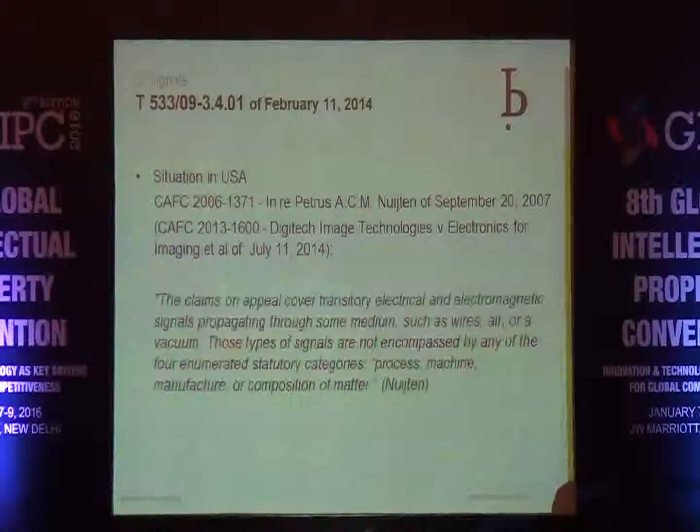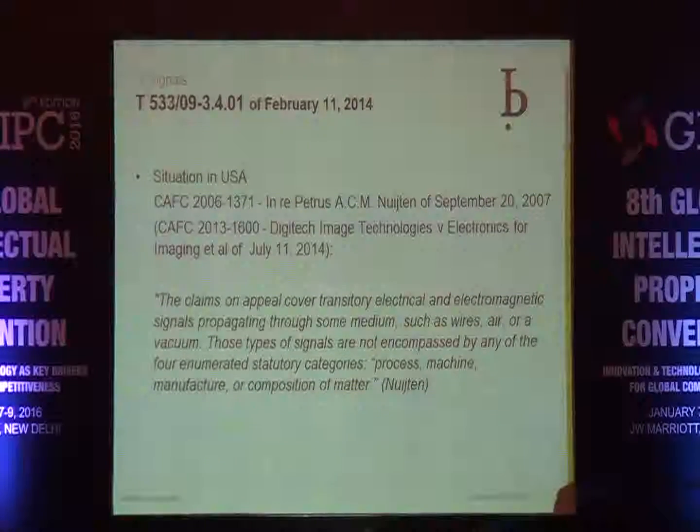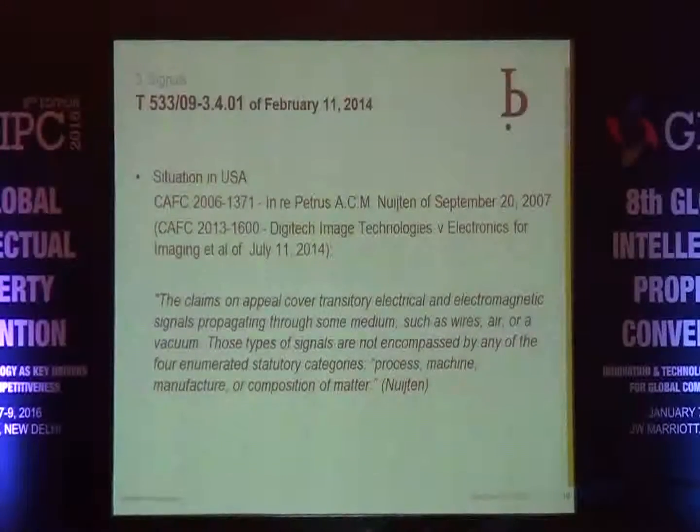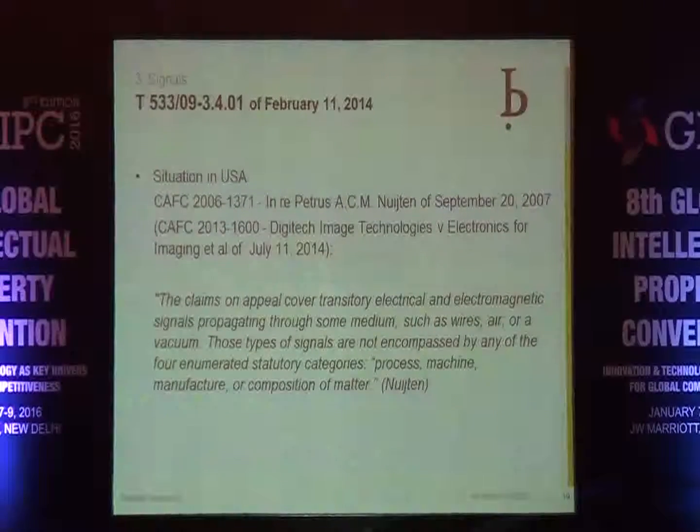The Federal Circuit said in Nuijten, the claims on appeal cover transitory electrical and electromagnetic signals propagating through some medium such as wires, air, or vacuum. Those types of signals are not encompassed by any of the four enumerated statutory categories: process, machine, manufacture, or composition of matter. And there was a dissenting opinion by Judge Linn, who thought that signals might be a modern form of manufacture.